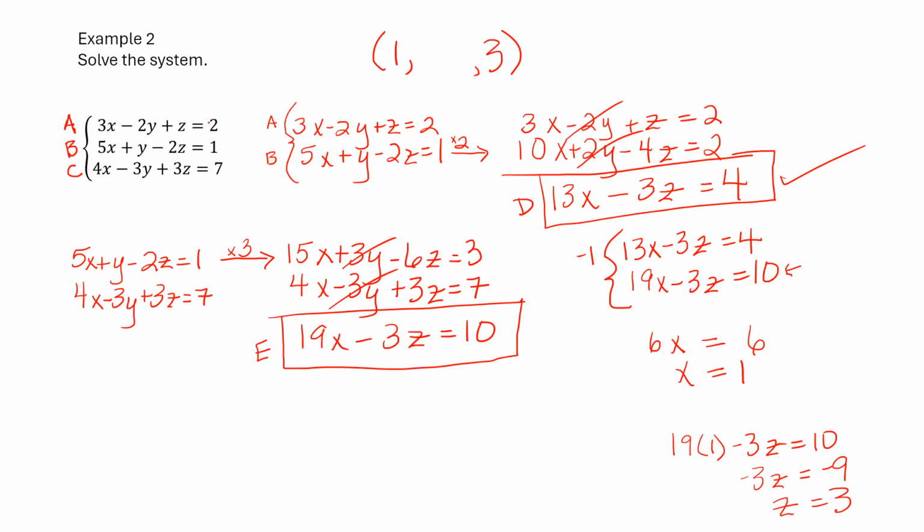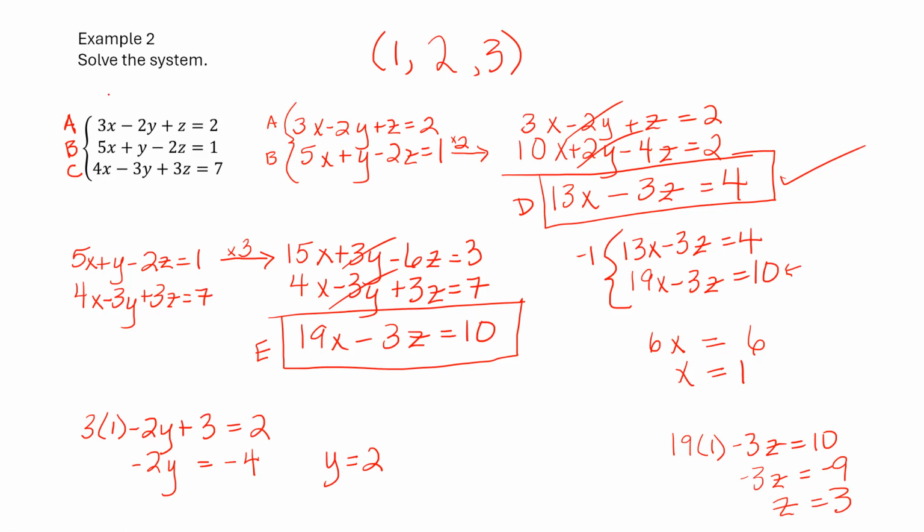Now I can go back to any of the original equations and plug in 1 and 3 for x and z and see what I get for y. So I'm going to plug it into equation A. So I'll have 3 times 1 minus 2y plus z, which is 3, equals 2. So that's 3. So if I get y by itself, I'm going to have negative 2y. I'm going to subtract 6 on both sides. I'll have negative 4, and y will equal 2. So my ordered triple is 1, 2, 3.